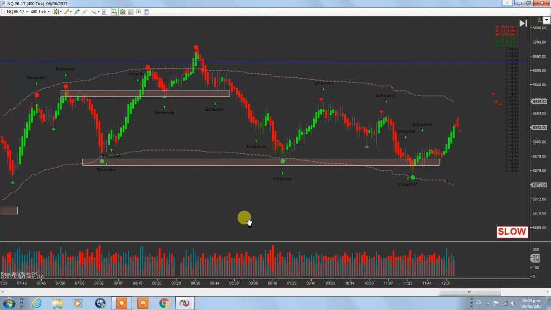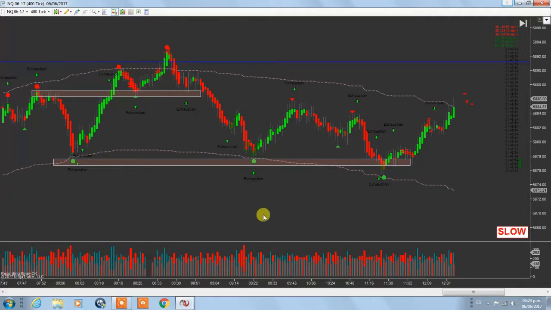You can download NinjaTrader for free, and you can access data for free. So NinjaTrader is free to use if you're going to use it in demo and everything.